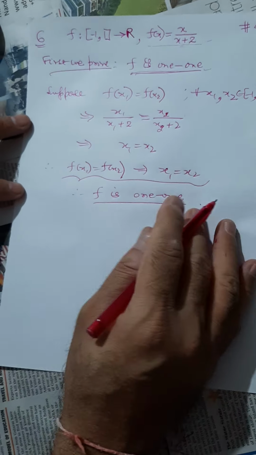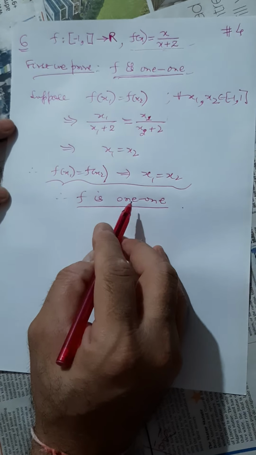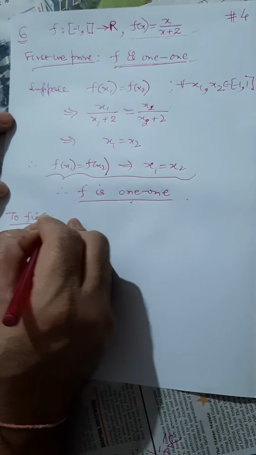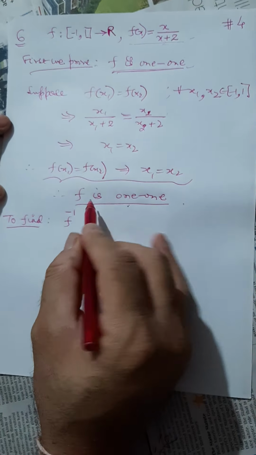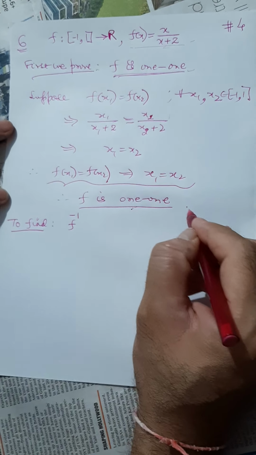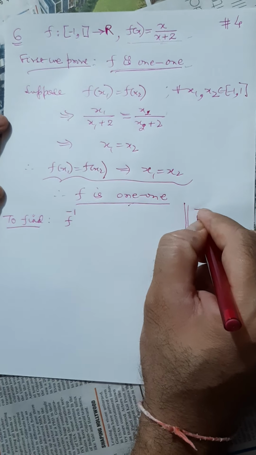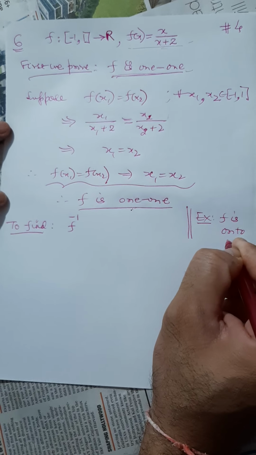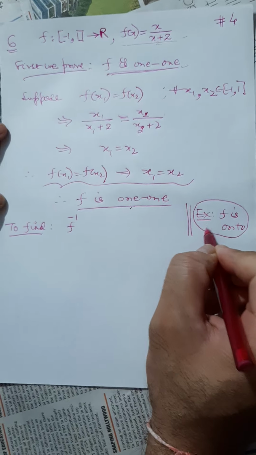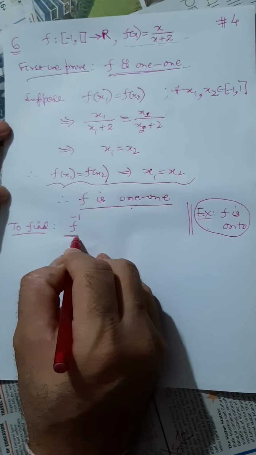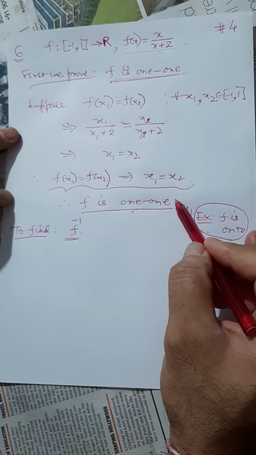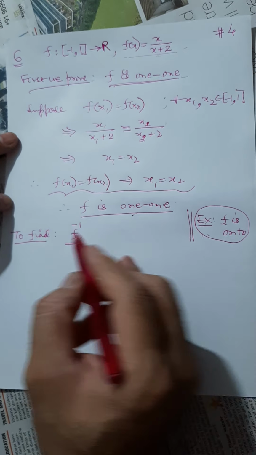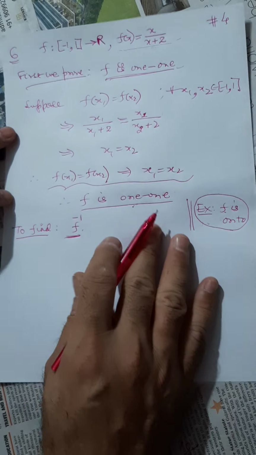Now here, if you read the question, you are asked to find the inverse. To find f inverse, you actually need to show that f is onto. You prove that f is onto; this is for you. You must be knowing it by now. In the question it is not asked, that's why I'm not doing it. Directly I'm finding the inverse. One-one we have shown, and it has to be onto; then and only then can you get the inverse, remember. So we find f inverse.